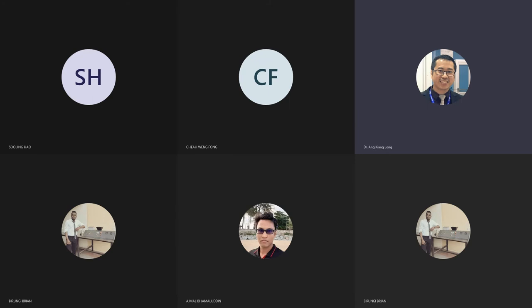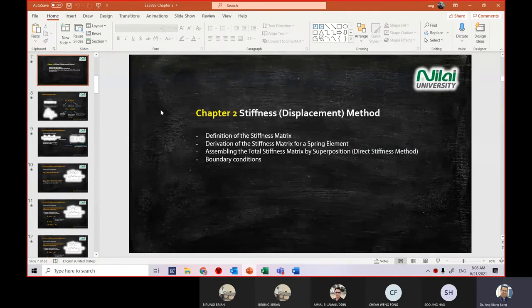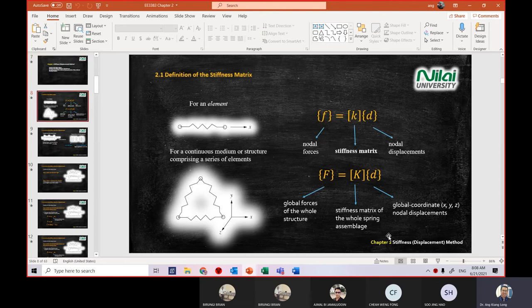Right. Just before, we are now currently at chapter 2. We are focusing on the stiffness method or direct method to find the stiffness matrix for our spring. Again, just to recap what we have covered so far, F equal to KD is what we are focusing on currently.